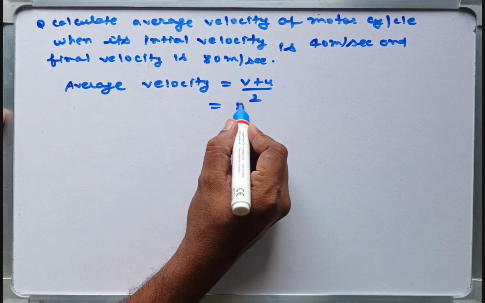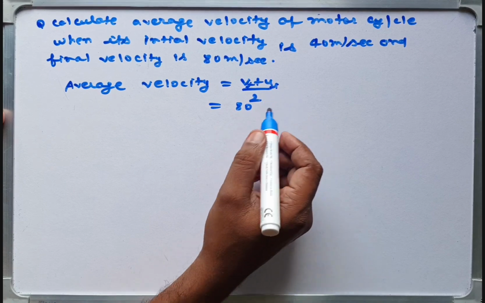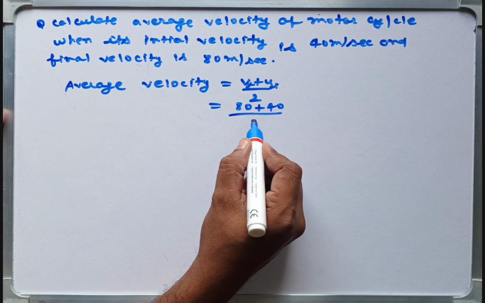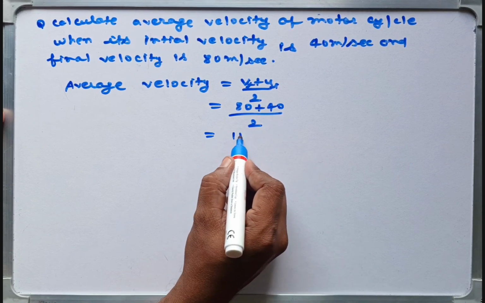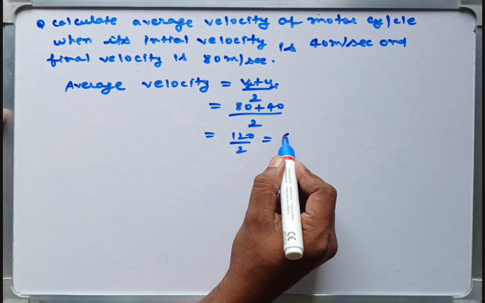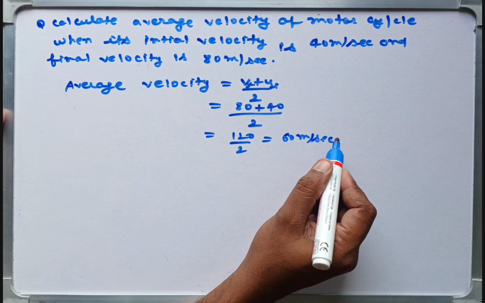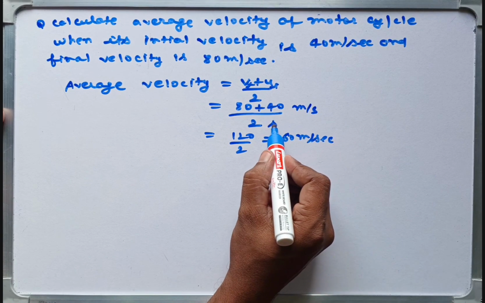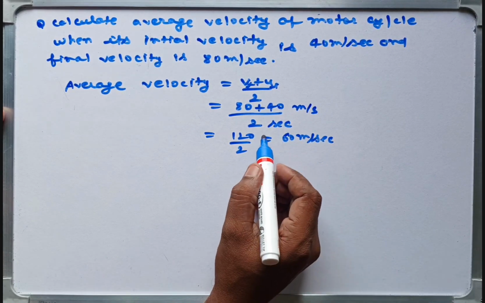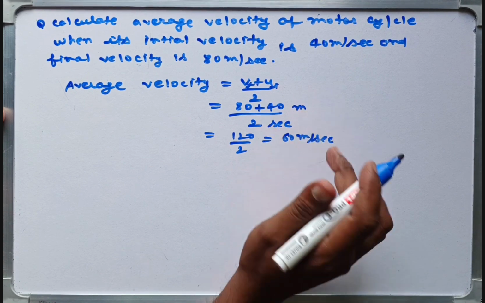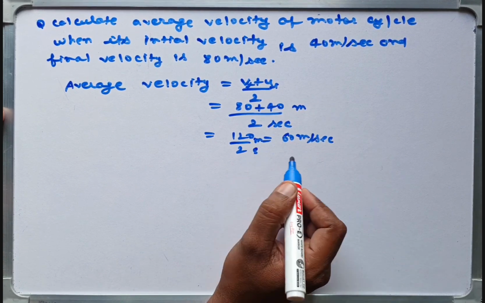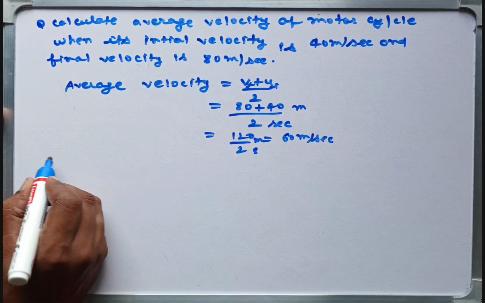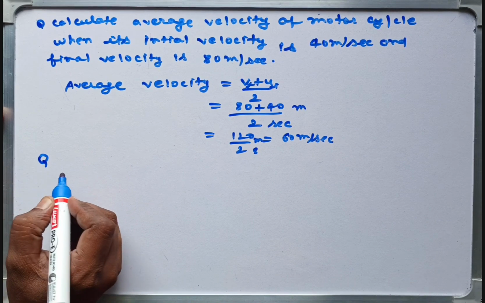Okay, so v is final velocity and u is initial velocity, so (80 plus 40) divided by 2, so this is 120 by 2, or this is 60 meter per second. Okay guys, if you write the unit in each step, it is very easy to know the final unit. Okay, now see one challenging question.